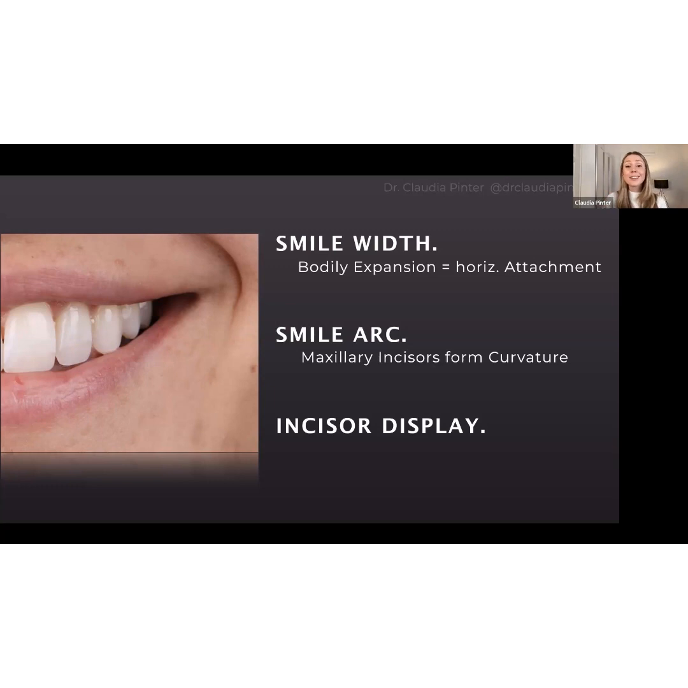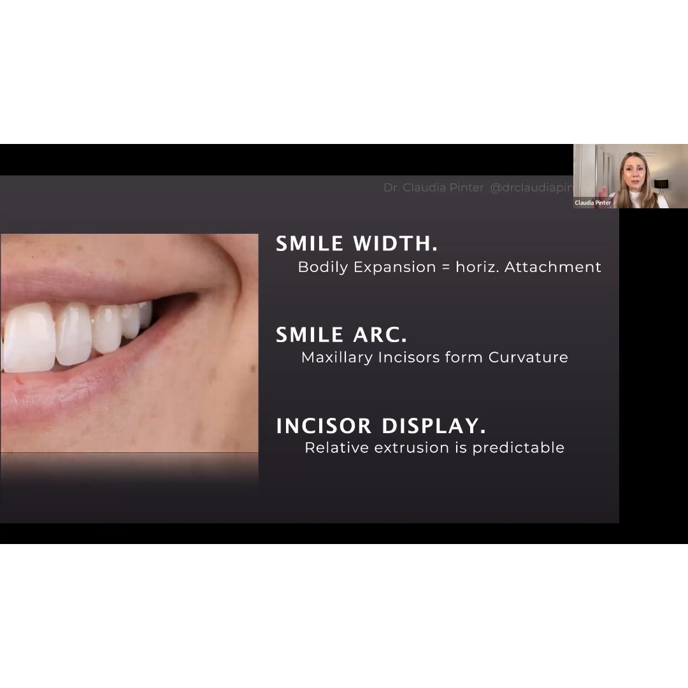The smile arc is formed by the incisal edges of maxillary incisors, and it's a positive curvature that is parallel to the lower lip. Remember that this is seen as very attractive, and we should look for that in our treatment plans, in our design.